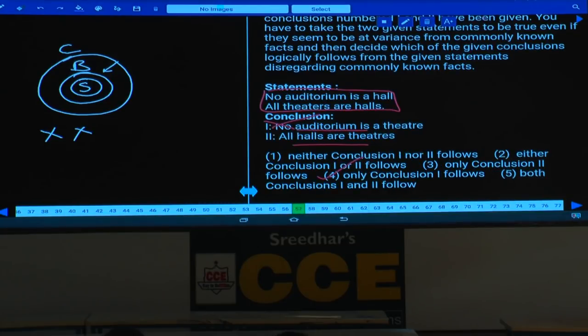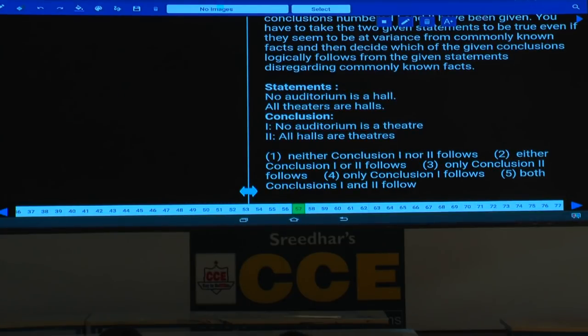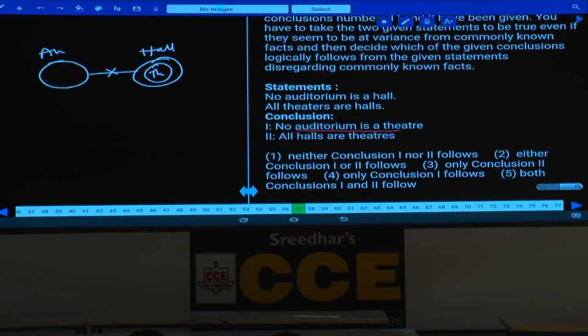Then coming to question number 57. Now in this question, no auditorium is a hall. This is an auditorium and this is a hall, with no intersection between auditorium and hall. All theatres are halls. Then the first one, no auditorium is a theatre. True or false? Definitely true as of now. All halls are theatres is false. The first one is a negative conclusion, which is true.